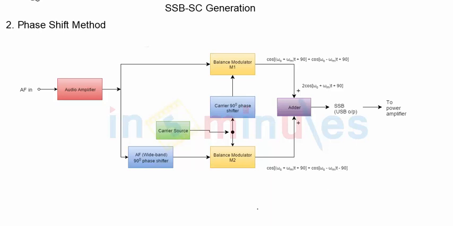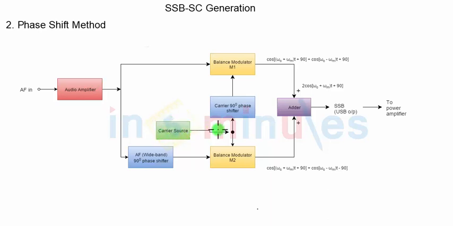The question now is how it suppresses the other sideband in that case. So let us discuss the block diagram first, and then we will do a small mathematical analysis which will prove that one of the two sidebands is suppressed and only the other sideband comes at the output side. The input is nothing but the modulating signal which goes through the audio amplifier so that it is amplified and then given to the rest of the circuit.